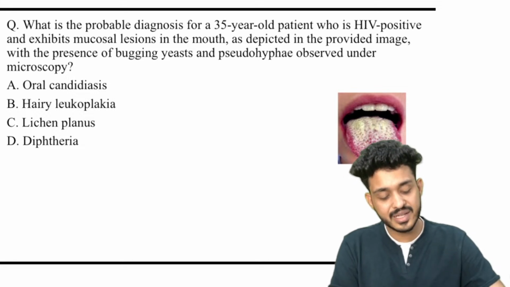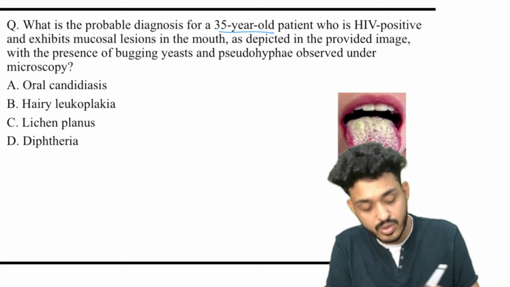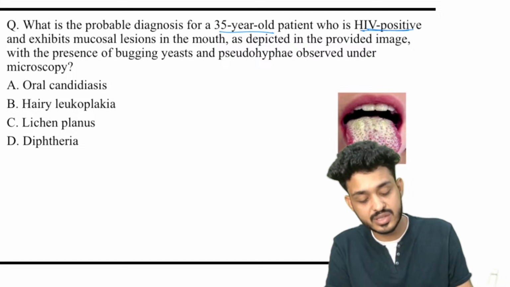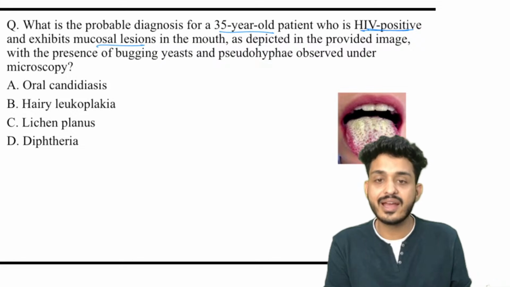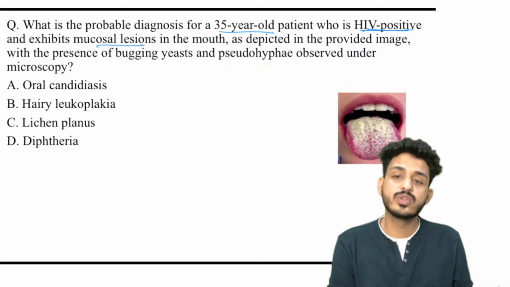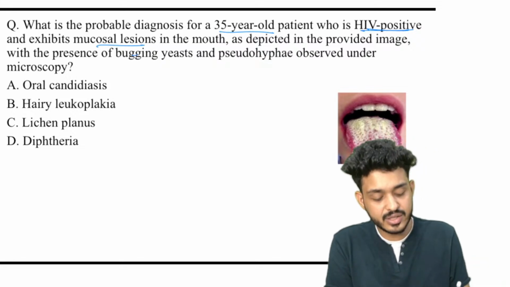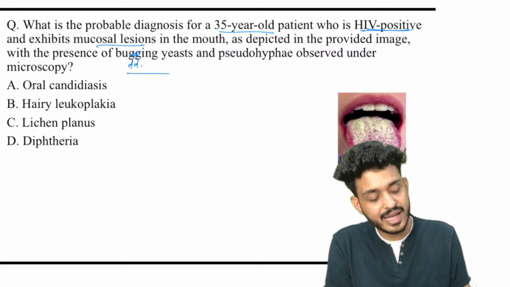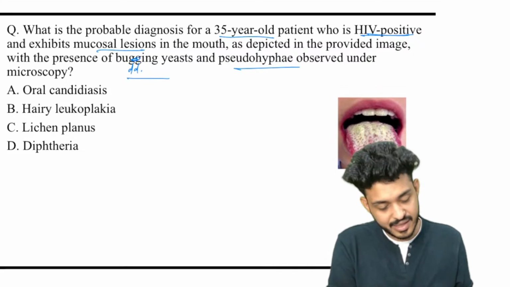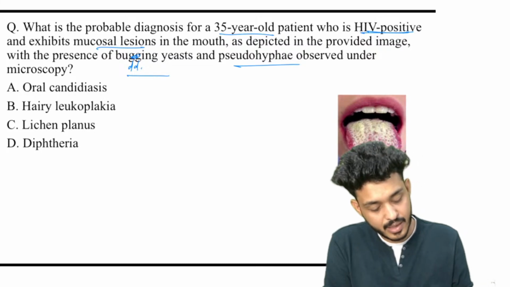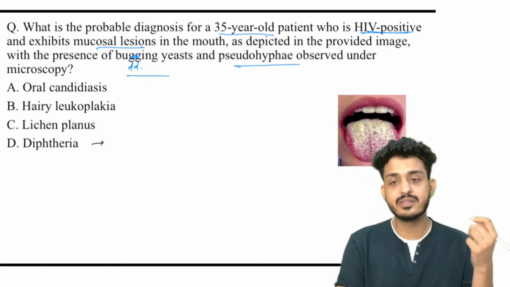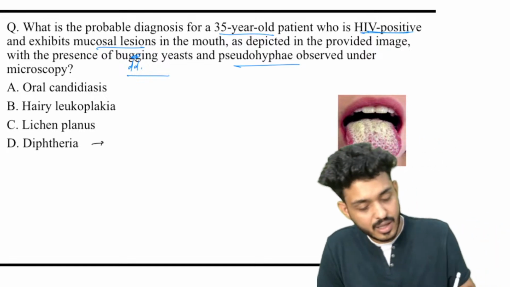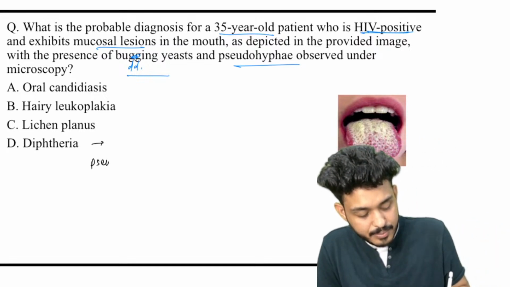What is the probable diagnosis for a 35-year-old patient with HIV positive and exhibits mucosal lesions in the mouth? Okay, as depicted in the provided image, the presence of budding yeast and pseudohyphae will be there. This is the question they have asked you again. So is it diphtheria? Diphtheria will be having membrane, right? Diphtheria में हम लोगों ने membrane पढ़ी थी. What is that membrane? That is your pseudo membrane.